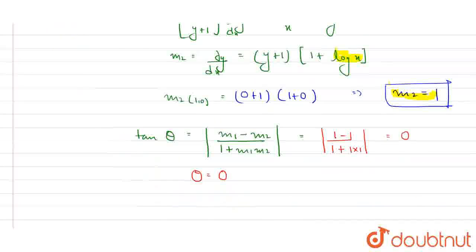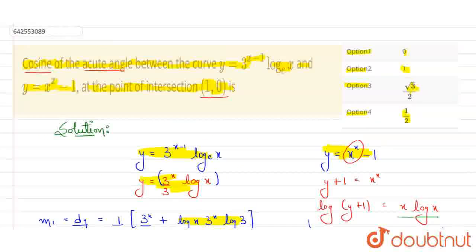Now what do I have to find? I have to find the cosine of the angle, so cos theta. I have the value of theta, which is 0, and cos 0 is equal to 1. So the cosine of the angle between these two curves is 1. Let's check it with the options. It is clearly visible that option 2 matches our answer, so option 2 is the right answer.